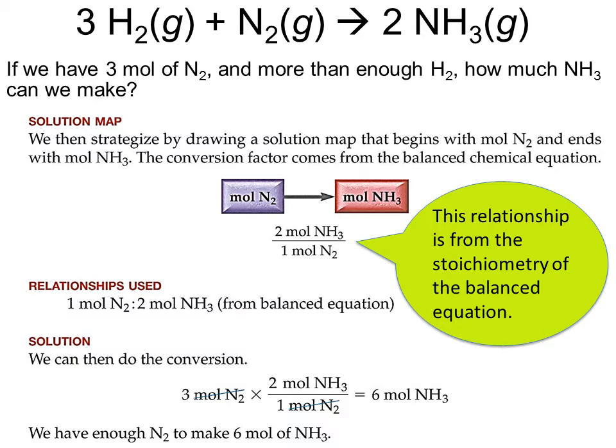The solution then looks like this. Begin with what was given, 3 moles of nitrogen. Convert it, using dimensional analysis, to 2 moles of ammonia per 1 mole of nitrogen. Do the calculation and you have 6 moles of ammonia produced from the nitrogen.